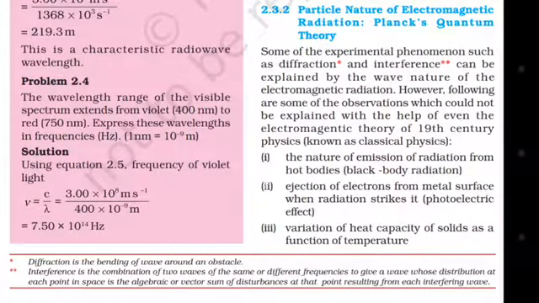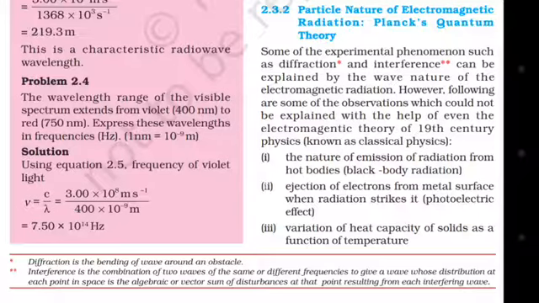2.3.2, particle nature of electromagnetic radiation, that is Planck's quantum theory. Some of the experimental phenomena such as diffraction and interference can be explained by the wave nature of the electromagnetic radiation. However, following are some of the observations which could not be explained even with the help of the electromagnetic theory of 19th century physics, known as classical physics.